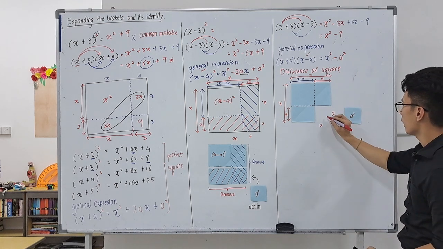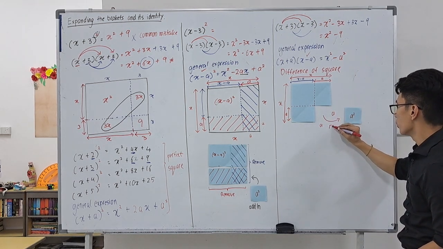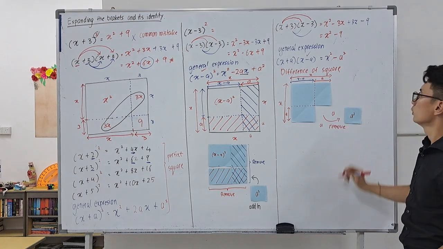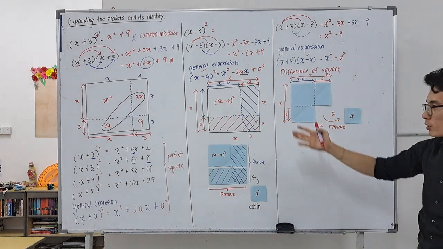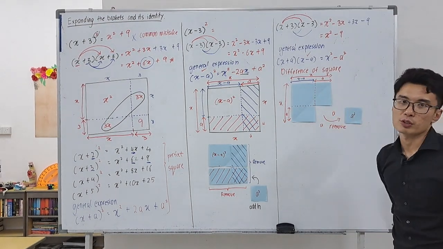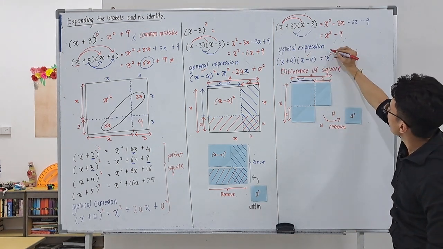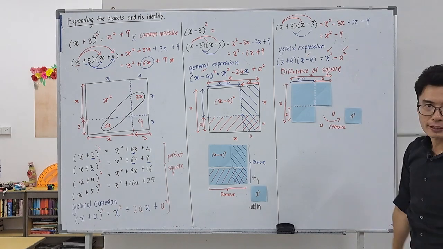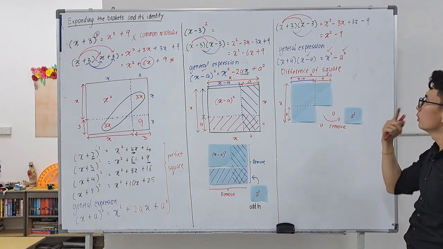So what I did, I have just taken away, I have just removed. So that's the difference of squares. You see, I have a bigger square, subtract a smaller square. So that's the difference of squares over here. So I've shown you where is this guy, where is this guy, where is this guy. Subtract means I take away, remove.